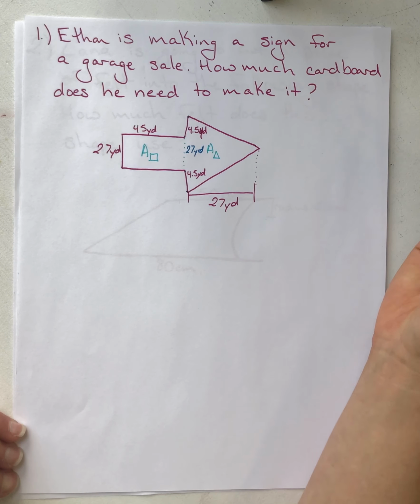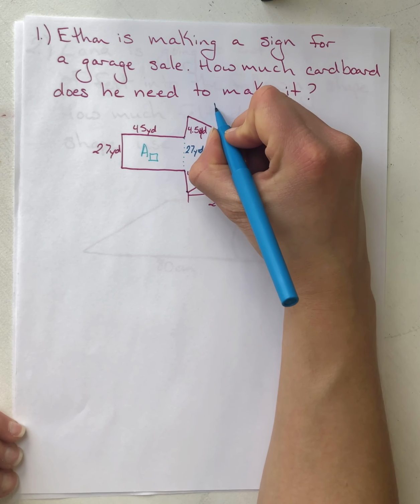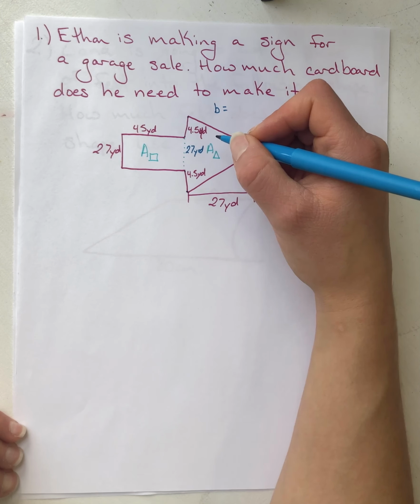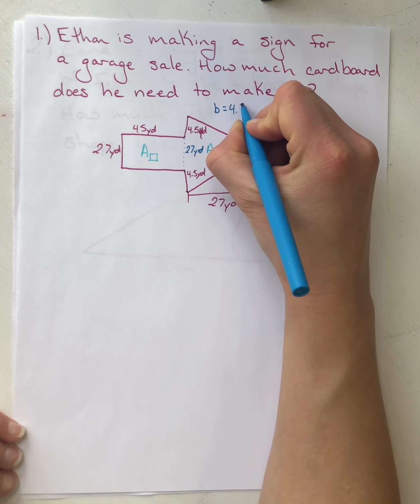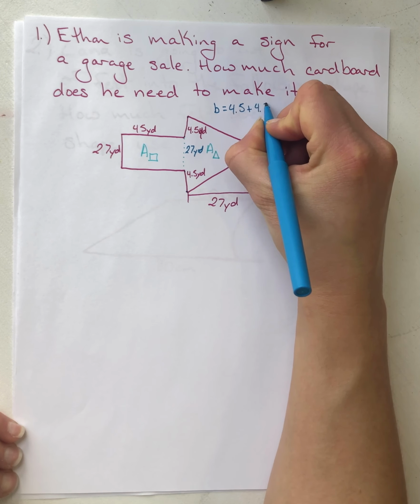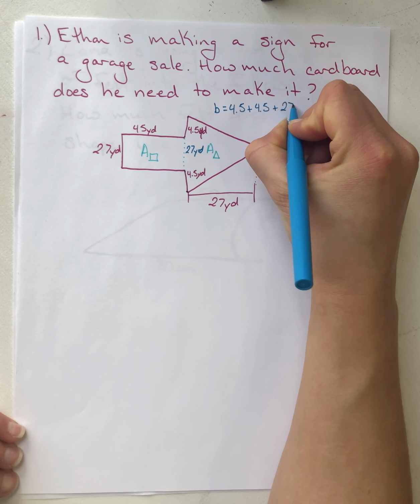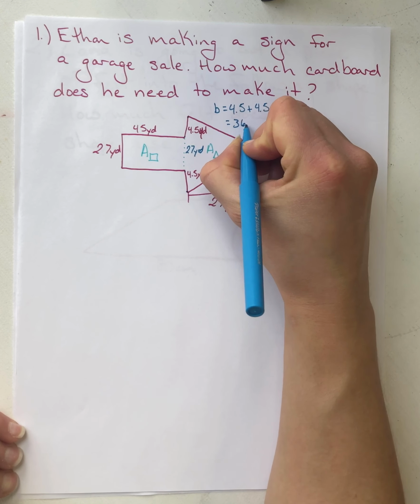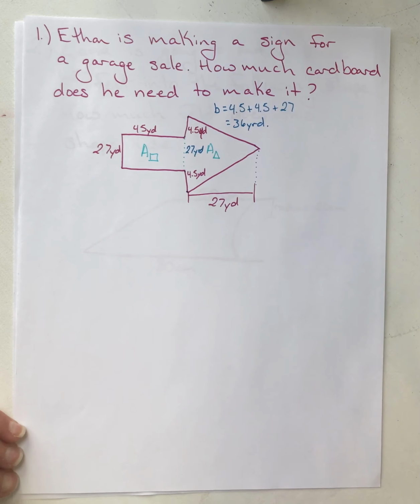So what I'm going to do to get my base is 4.5 plus 4.5 plus 27. And this is going to give me 36 yards. Okay, so I now have all the information that I need.